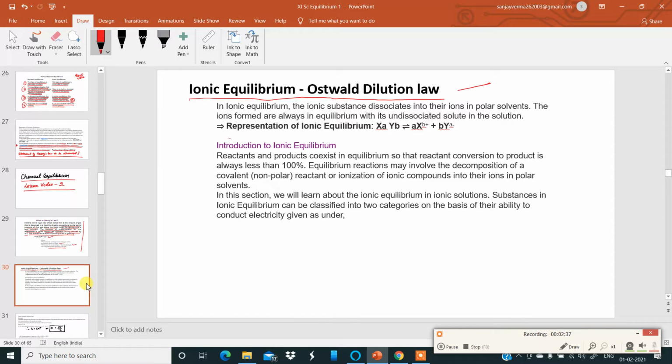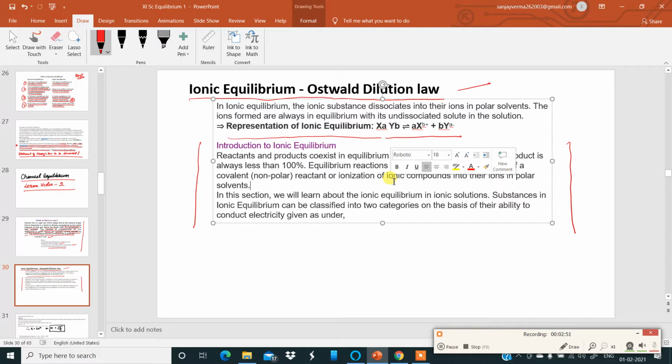The representation of an ionic equilibrium is given over here commonly. We'll be discussing it in detail later on. Now, introduction to ionic equilibrium. Let us see over here.